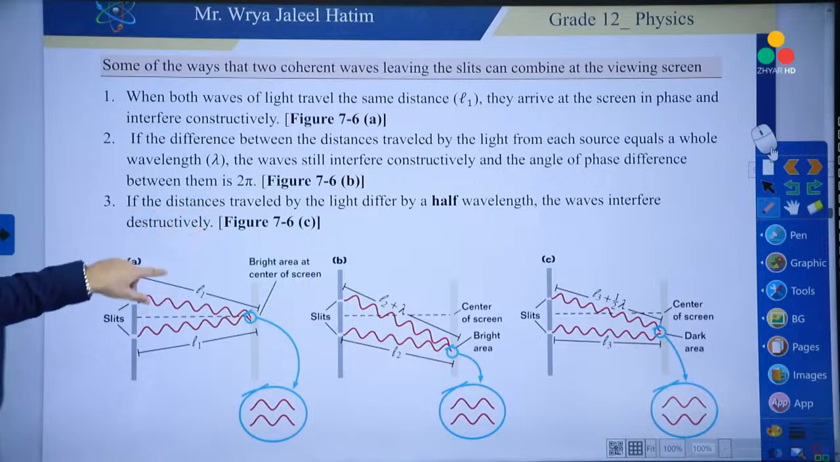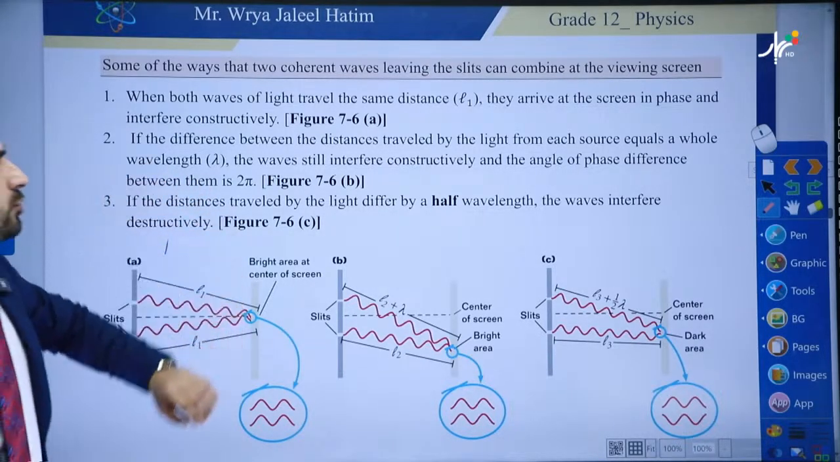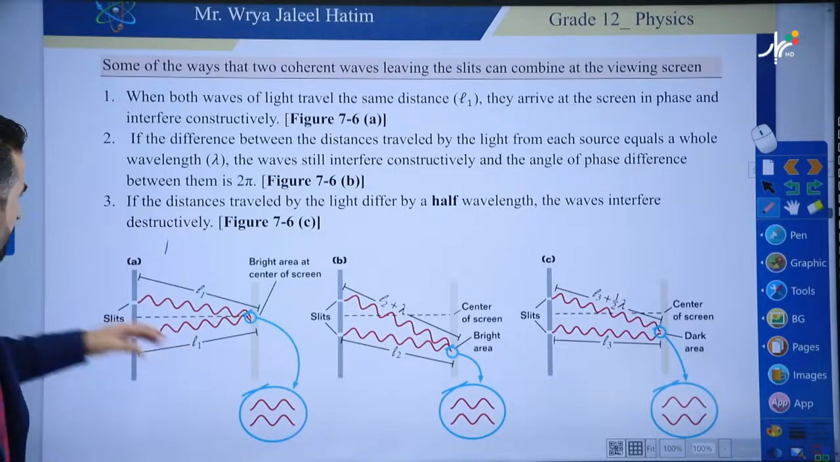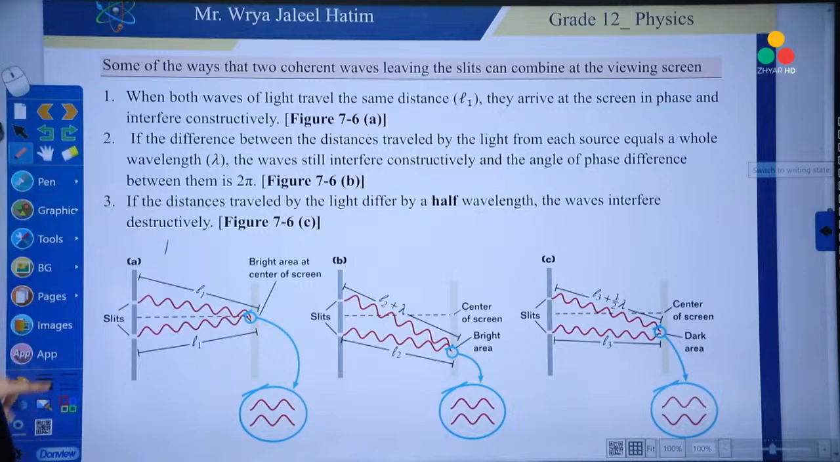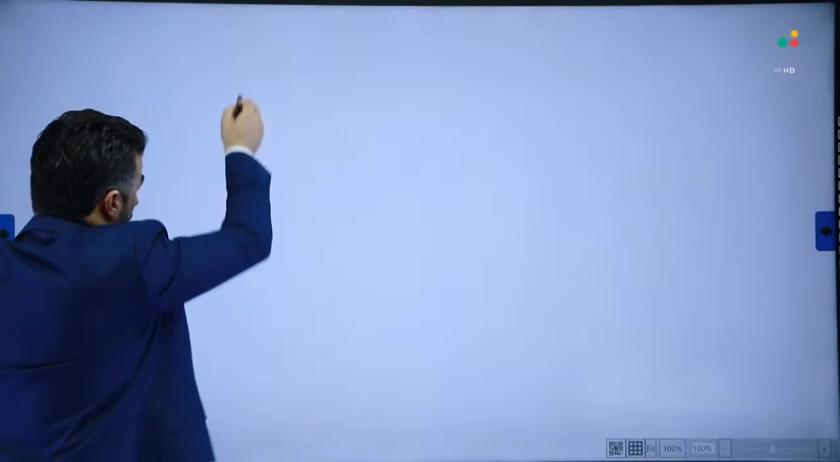And then we ended up right here. So now we can say some of the ways that two coherent waves leaving the slit can combine at a viewing screen here. Basically this will be a repetition of what I explained last time, but I'll go through it one more time to say why or how we get bright fringes, and of course dark ones too.